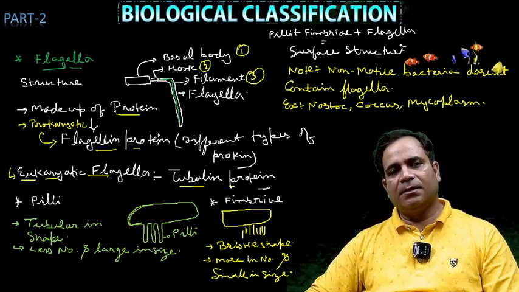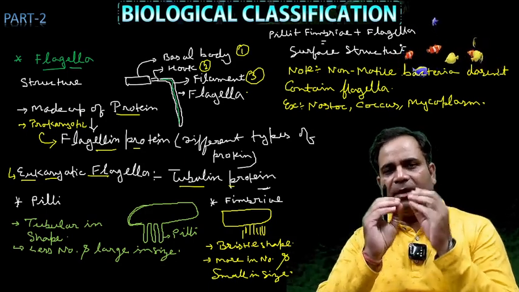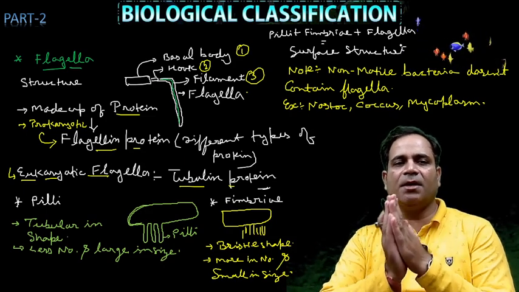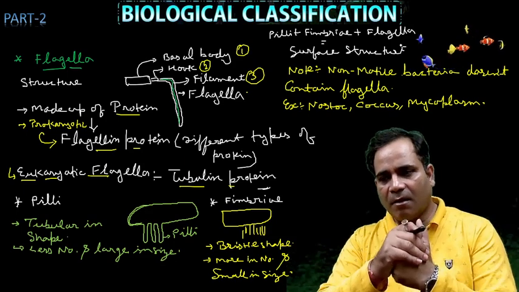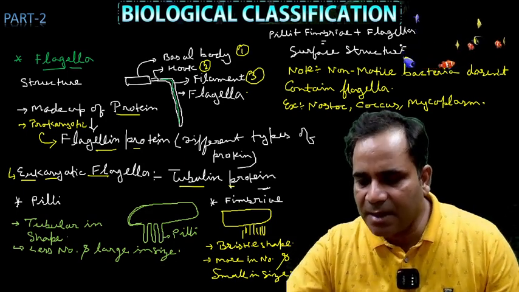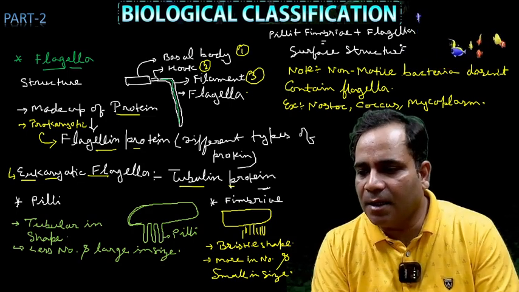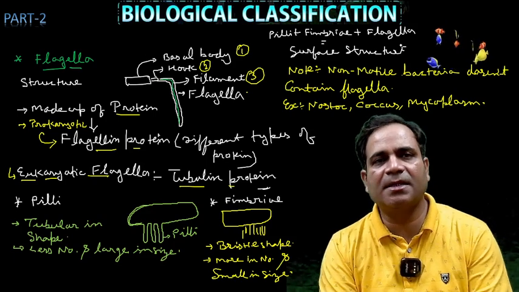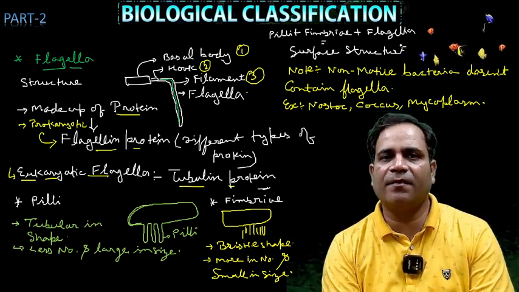Clear? So in the next part, my dear, some little bit of parts are also left here. In the next part, I'm continuing. That is nucleoid, then plasmid, types of plasmid, how many types of plasmid there are, and ribosomes. Some little bit of points are left there, so in the next part we will discuss that.